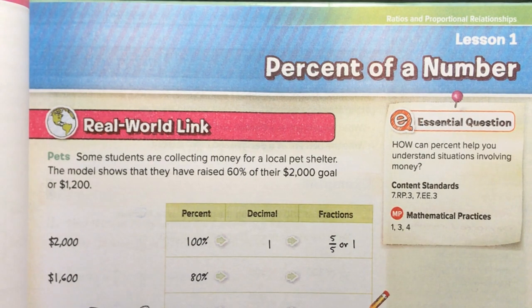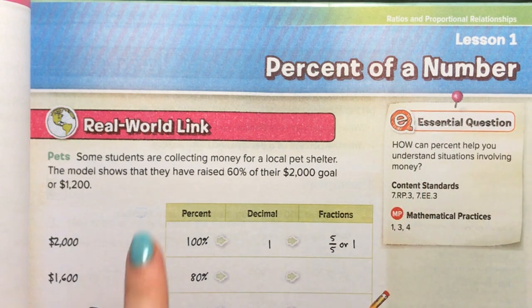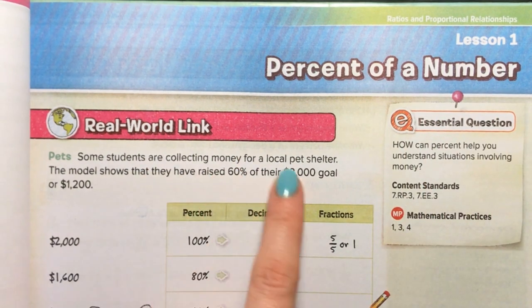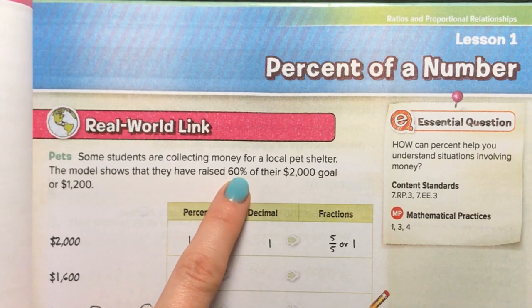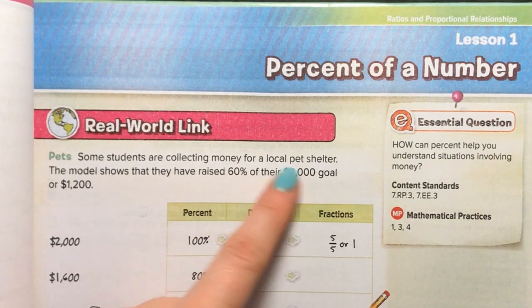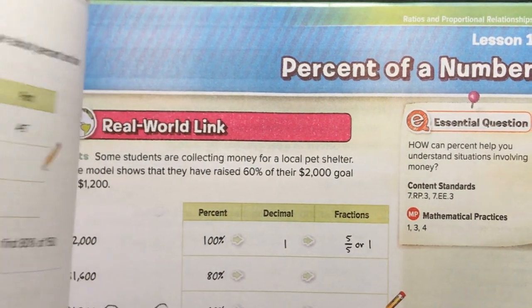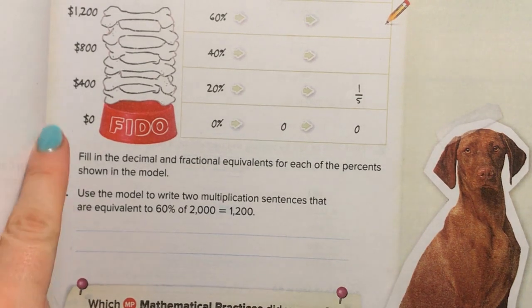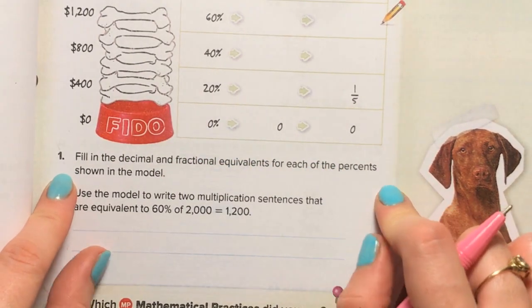Welcome to Chapter 2, Lesson 1, titled Percent of a Number. Some students are collecting money for a local pet shelter. The model shows that they have raised 60% of their $2,000 goal, or $1,200. Fill in the decimal and the fraction equivalents for each of the percents shown in the model.